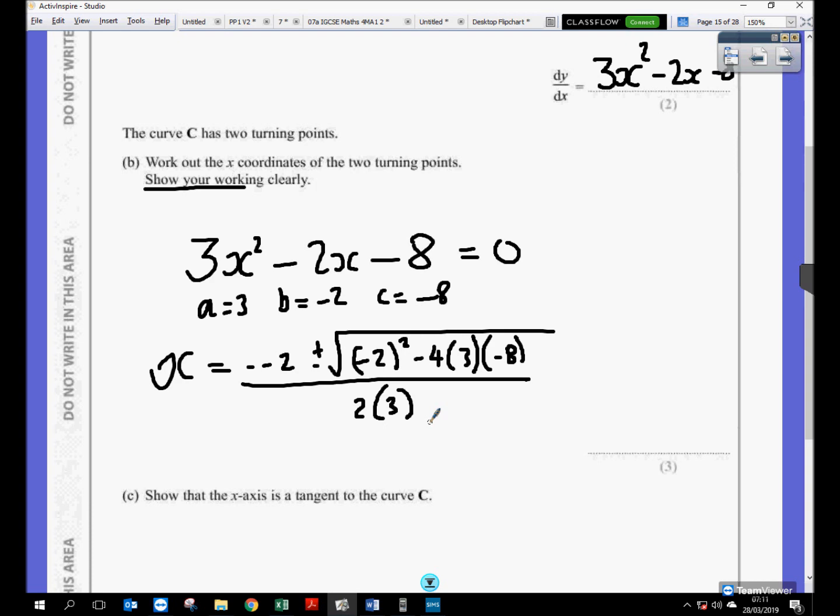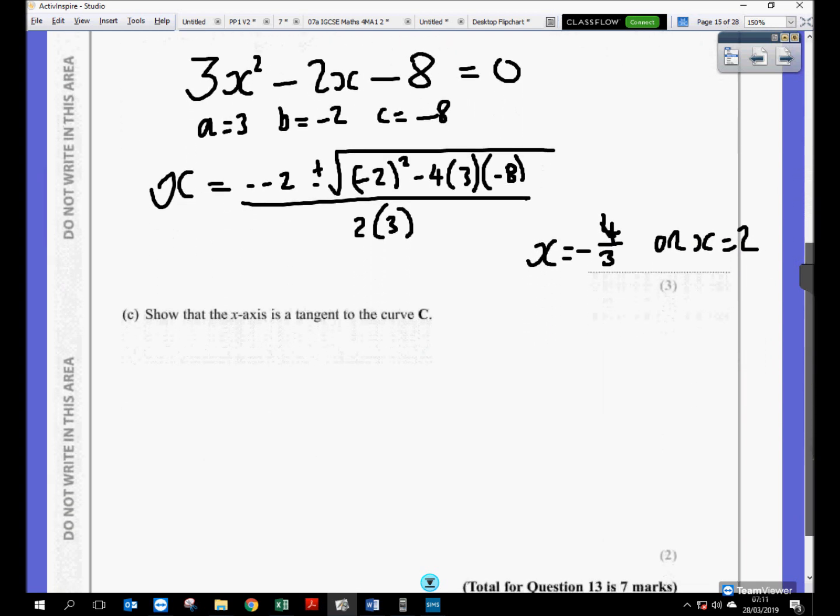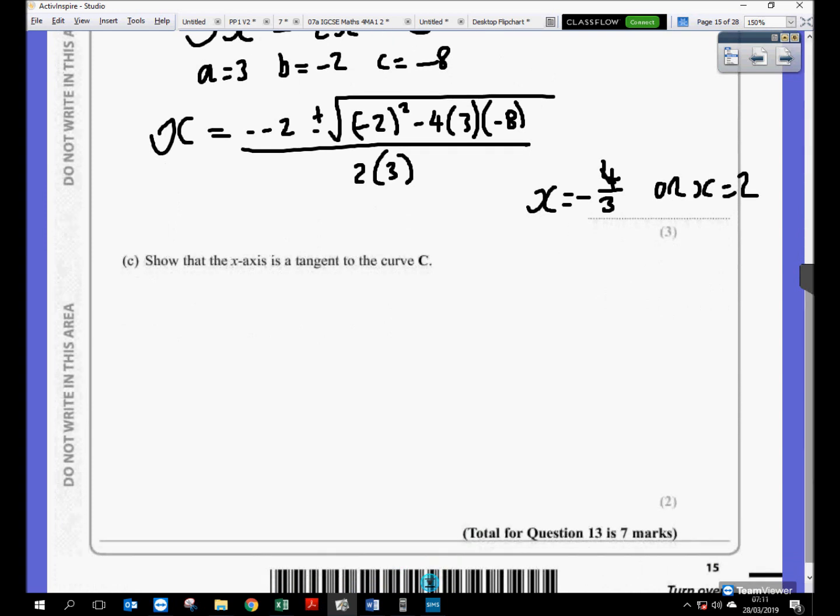Okay, and we end up with negative 4, 3, and 2. This is working out the x coordinates, so we can just write them down. Don't need to write down y coordinates as well. But x equals negative 4 over 3, or x equals 2. That's fine. Okay. Show that the x-axis is a tangent to the curve at C.